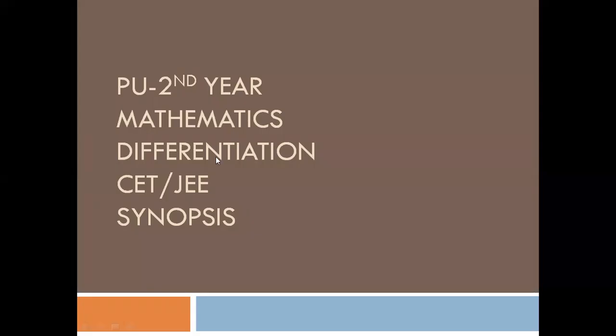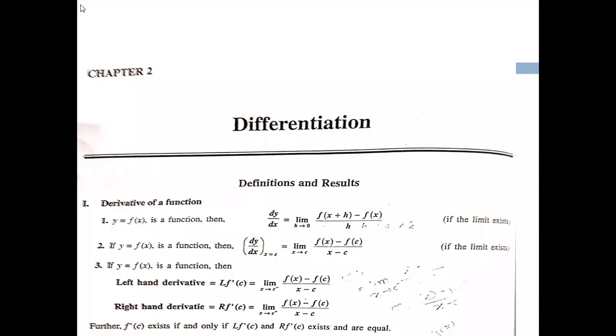Hello students. Now we are going to discuss some synopsis points on differentiation. First, derivative of a function. The first point, if y is equal to f of x is a function, then dy by dx is equal to limit h tends to 0, f of x plus h minus f of x divided by h, when the limit exists.